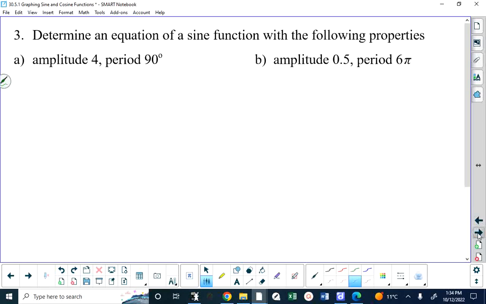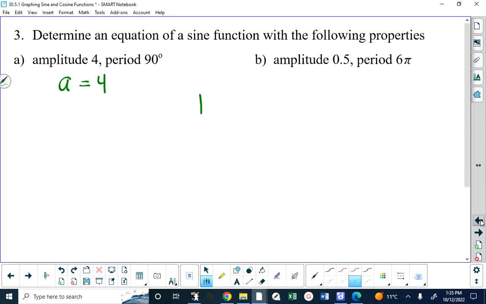All right, one last one. Determine an equation. Sorry, 2 last ones. What's an equation of a sine function with the following properties? This is really almost a multiple choice question. If I gave you the following, I won't even do that yet. If the amplitude is 4, that means we can use A equals 4.